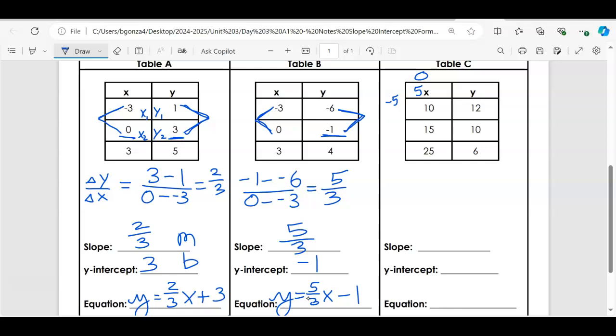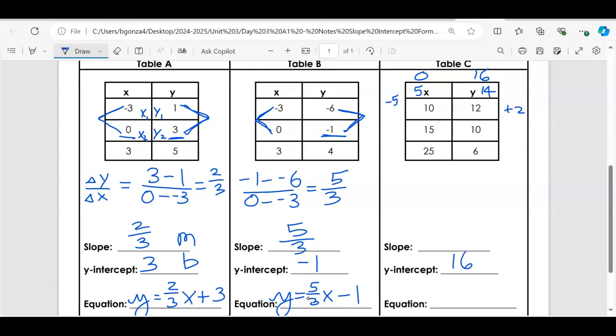That's what I want. Now what's happening on the y side? 10 plus 2 is 12, plus 2 is 14, plus 2 is 16. I'm kind of just extending the table, following the pattern, till I get the missing value. When x is 0, what is y? Y is 16. That's my y-intercept.